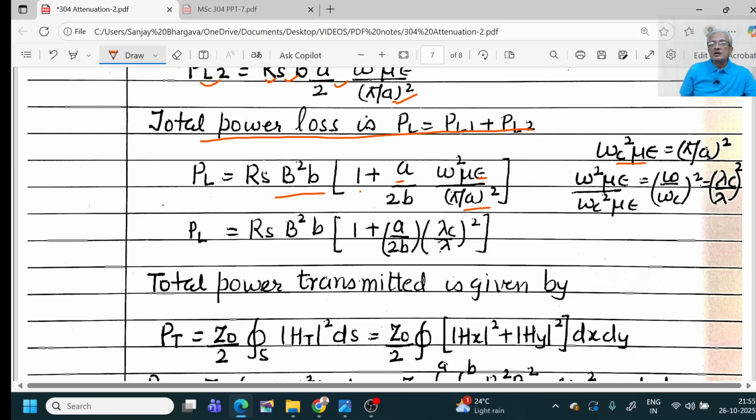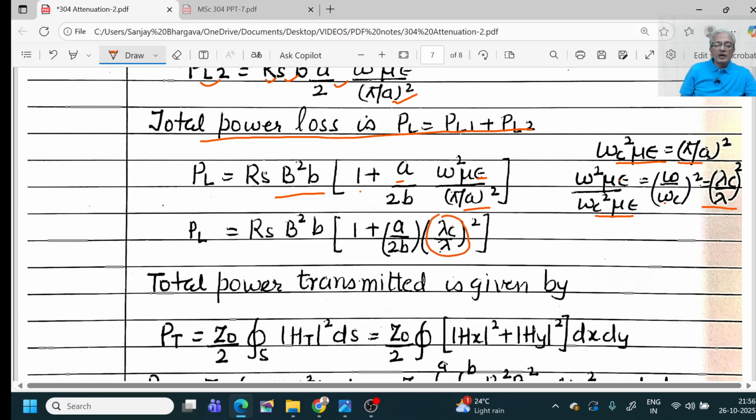Remember, omega c squared mu epsilon is (pi by a) whole squared. So omega squared mu epsilon upon omega c squared mu epsilon would be (omega by omega c) whole squared, which can be written as (lambda c by lambda) whole squared. So that is why here we have (lambda c by lambda) whole squared.